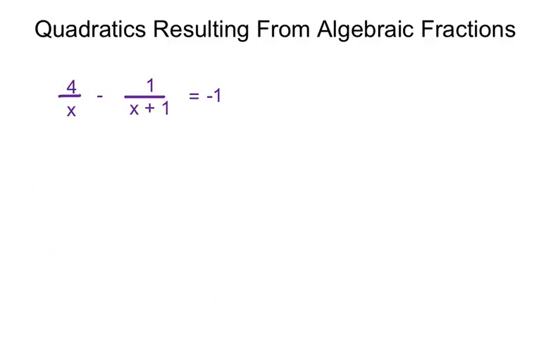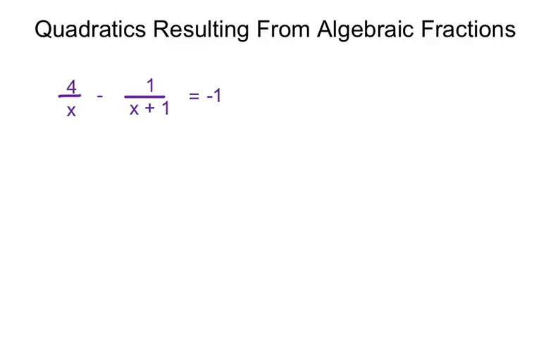In this example, we have 4 over x minus 1 over x plus 1 equals minus 1. This one's slightly different, as x is on the denominator of two different fractions, and we have a single number that has no fraction that's a part of it. So there's several ways we could approach this. We're going to do it by combining the two algebraic fractions by the subtraction.